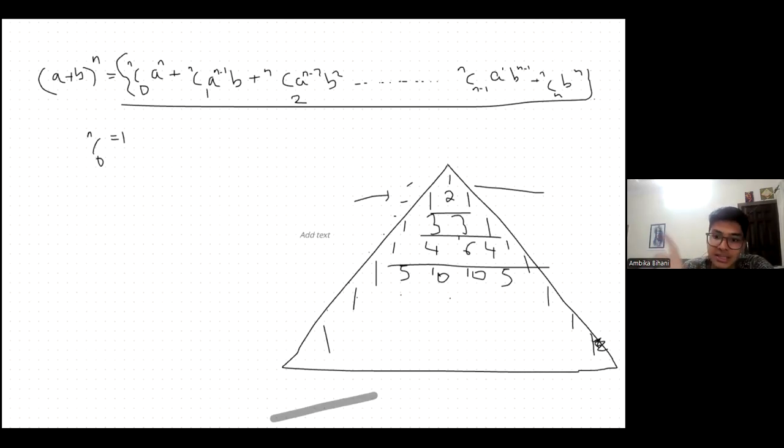That means there is a way, but you cannot select any object. So of course there's 1. So the coefficient is 1. Clear? Let me guide you with an example.